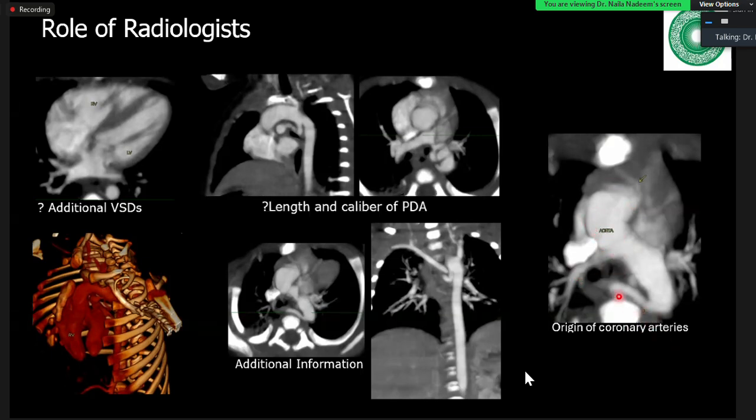And of course, any additional findings like this, the anomalous right subclavian artery. And then you can make very beautiful 3D images and show them, which will be very helpful to them.